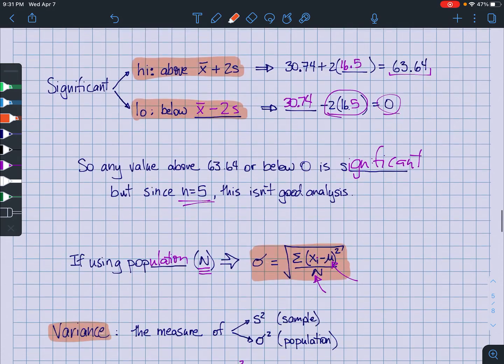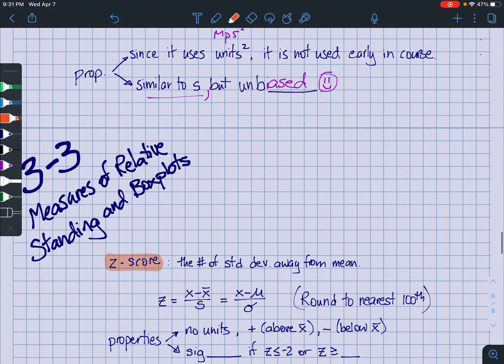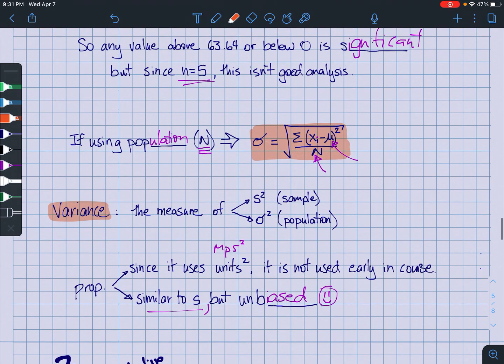Okay. And I think that's it. Yeah. We'll go on to 3.3 on Friday. Hopefully that makes sense and helps you work on the homework problems.